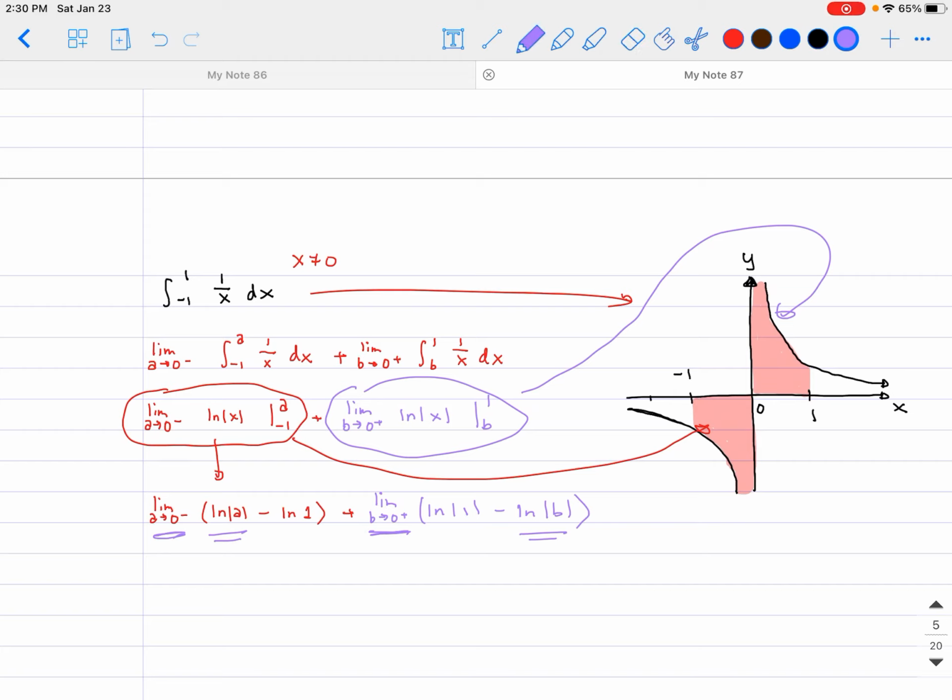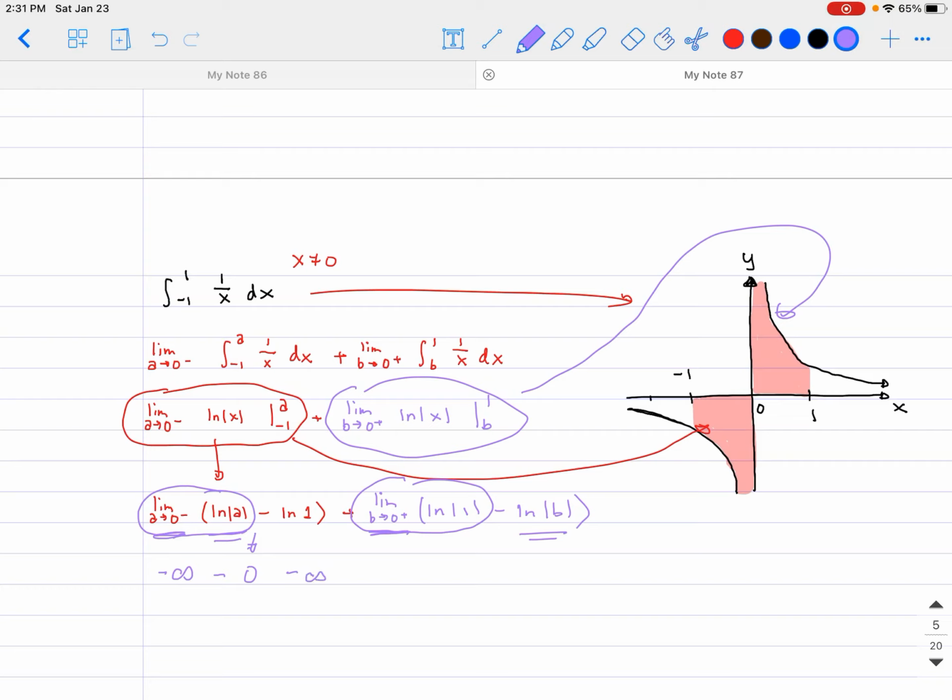But nonetheless, this guy right here, the result is that you are going to have negative infinity for the first part, because as a approaches towards 0 from the left, absolute value goes to negative infinity. And then we have minus 0. And then this guy over here, that is going to go towards negative infinity as well.